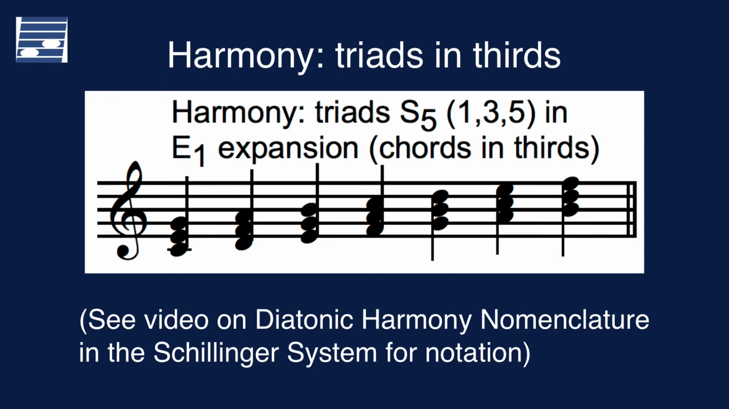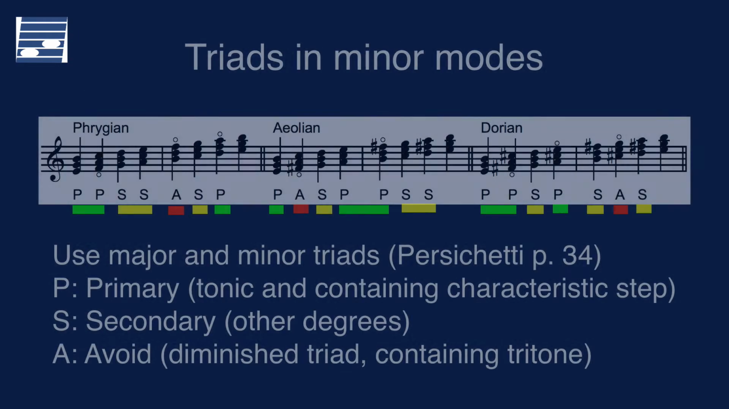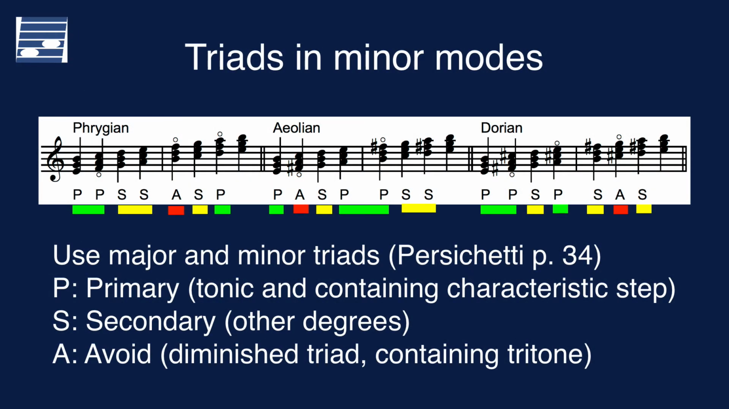We see 7 triads notated as chord structures S5 in close position. Each triad contains the chordal functions root or 1, 3rd and 5th. On my channel there is a video explaining this notation in quite some detail. The next step is to write the set of triads in E1 expansion for the 3 minor modes on the tonic E. That is shown here.